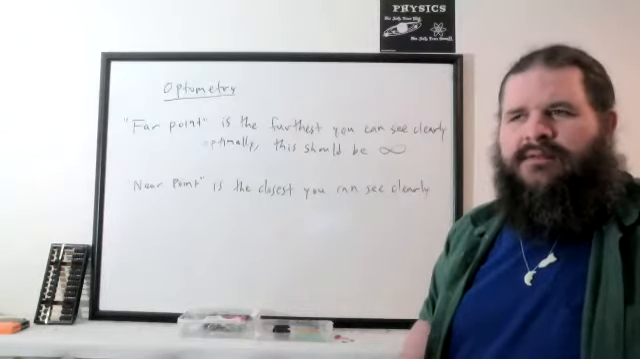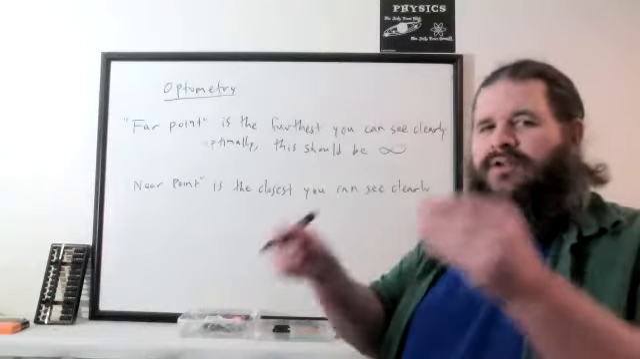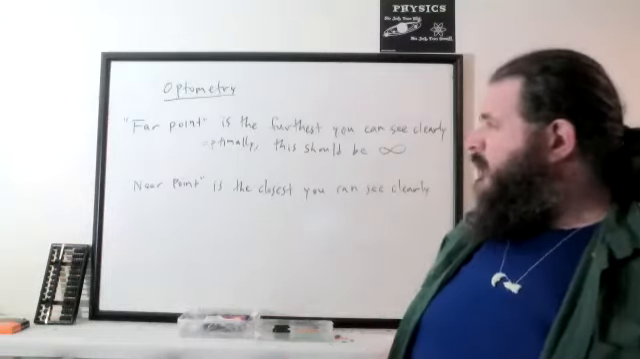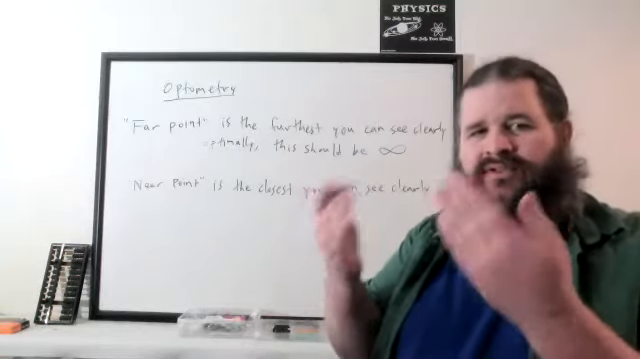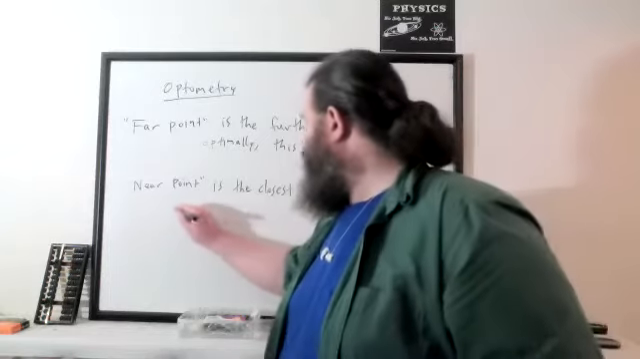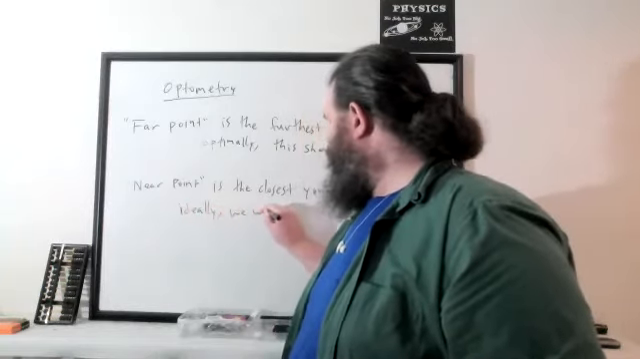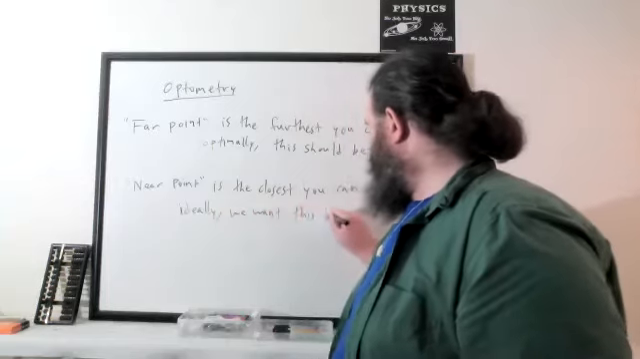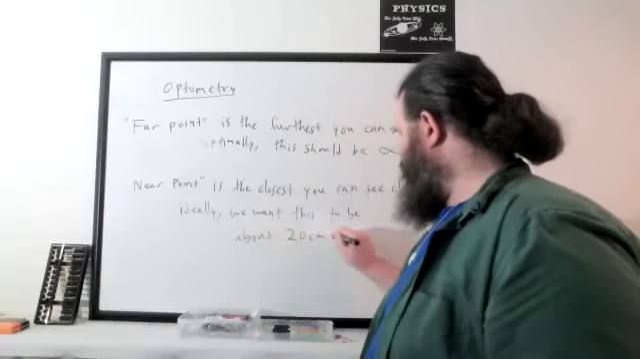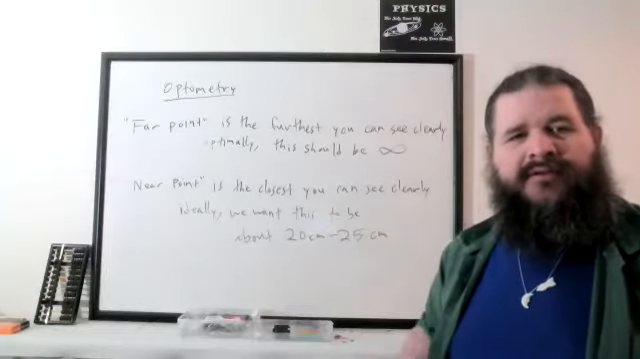And typically we want that to be at about 20 or 25 centimeters from the eyes. Because if you're reading a book, for instance, you're not going to hold the book right up to your face. You're going to hold it at a reasonably comfortable distance. So ideally, you want the near point to be at a comfortable distance to hold a book, which is generally accepted as about 20 to 25 centimeters.